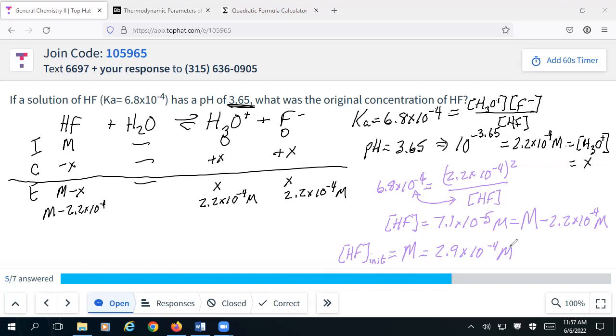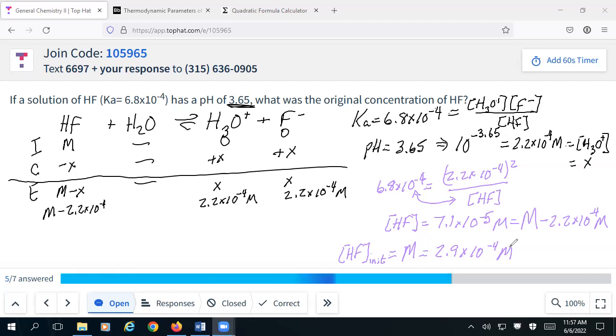So again, what we can see here is that our Ka value is not particularly large, but you can see we got a lot of ionization out of this one. We weren't asked, but 2.2 times 10 to the negative fourth divided by 2.9 times 10 to the negative fourth is 76% ionization. Like I said, concentration is a big contributing factor to percent ionization.